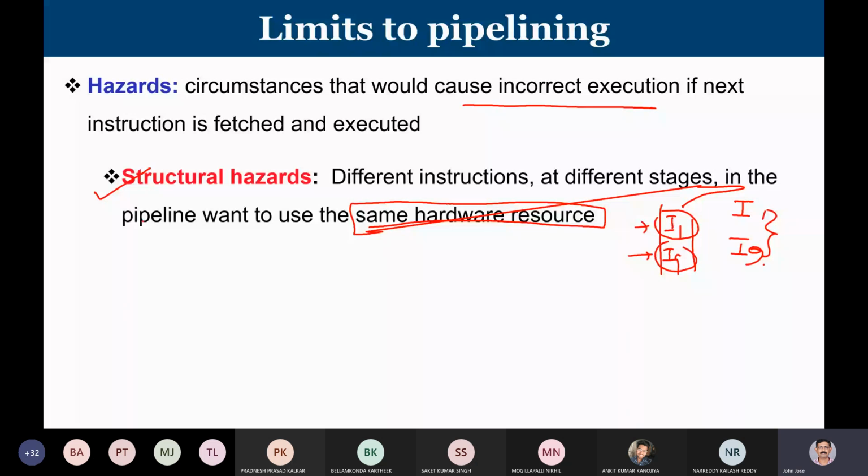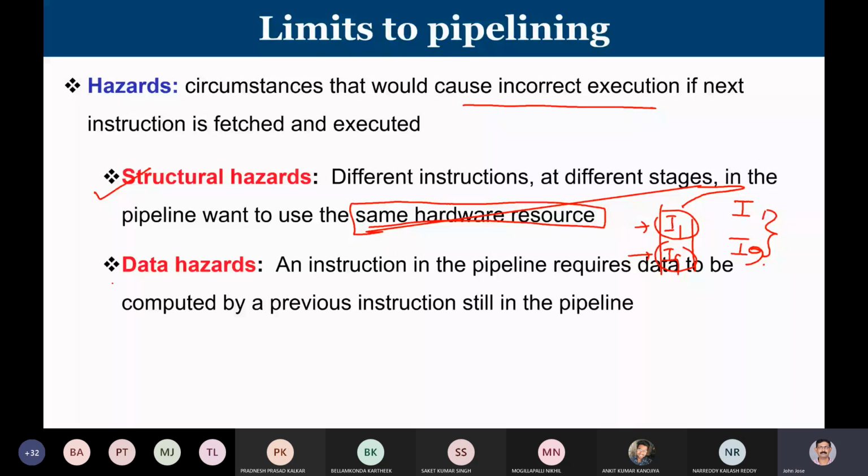The second category is known as a data hazard. If an instruction in the pipeline requires data to be computed by a previous instruction which is still in the pipeline, then we call it a data hazard. So the idea is, let us say you have I1 and I2. I1 is going to produce a result, let's call it X, and I2 is going to use this X. I2 is going to produce some result called Y, but Y can be produced only if the result of X is available.